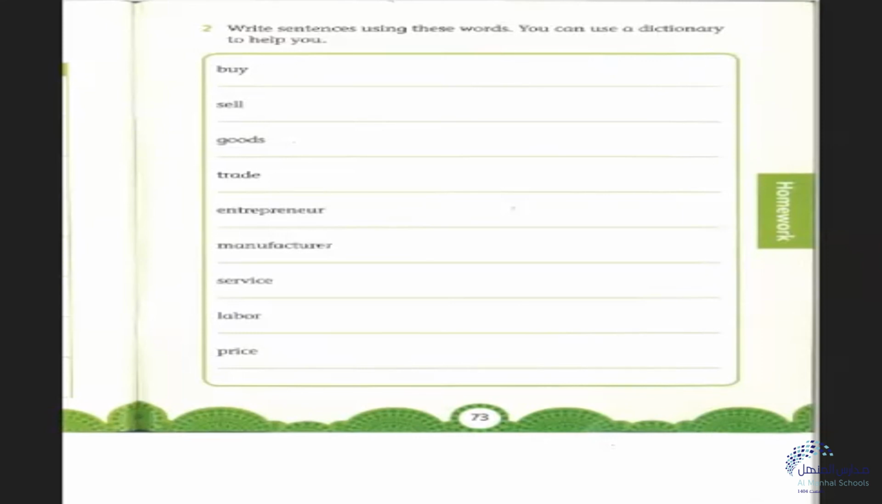A manufacturer is a process of converting raw materials into a final product or a complete product. That's manufacturer. Service, you can just say I had a good service at a restaurant, I had a good service in a shop. Labor is a physical activity that you do when you do your work. That's labor. And price, you can tell me what is the price of the product.